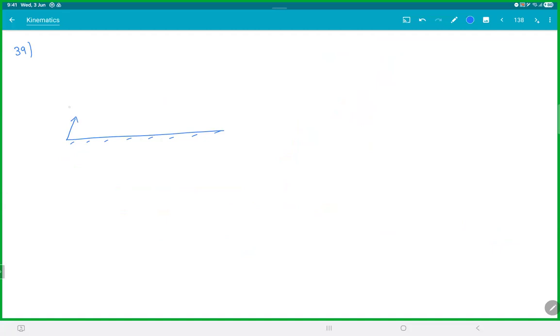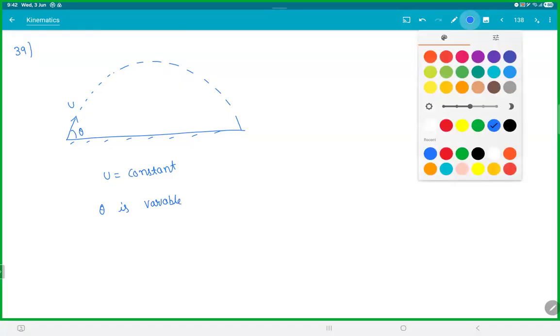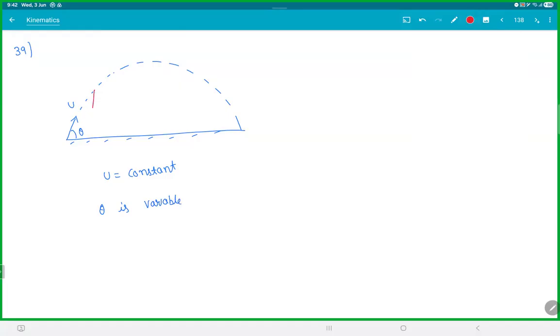Let's say you projected a particle with speed u and angle theta. This goes up and falls down on the ground. So u is constant, you're throwing stones with a constant speed, and theta can be anything. Now, when you do this, there will be some area under this curve.